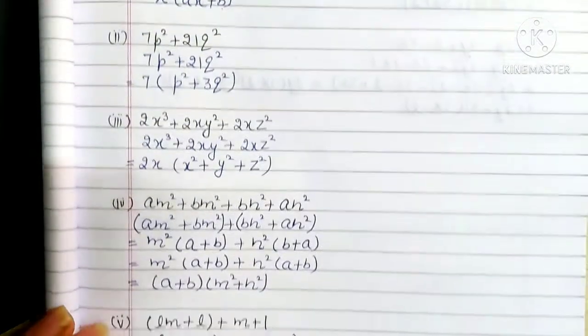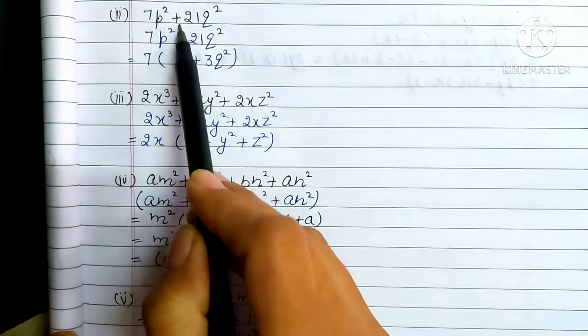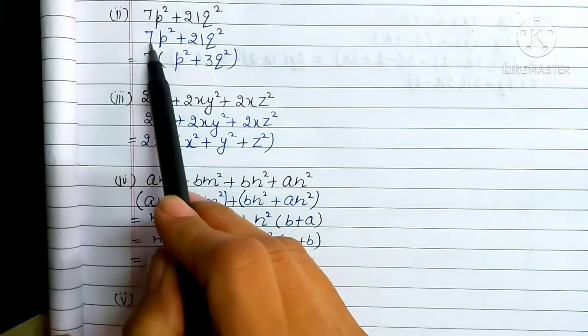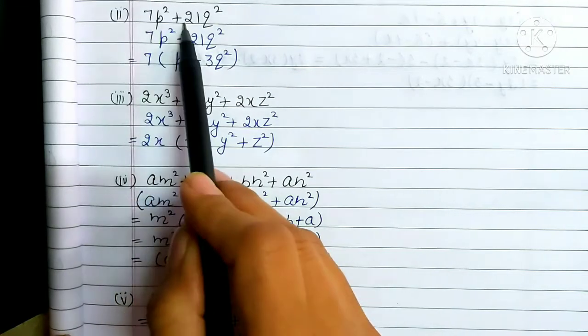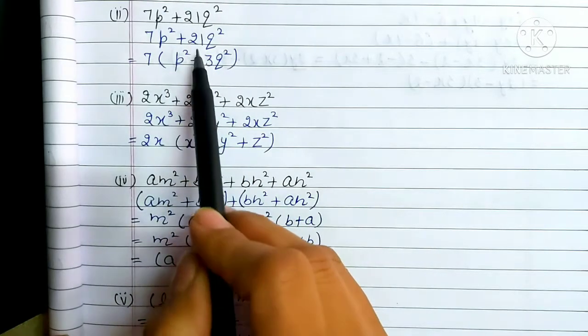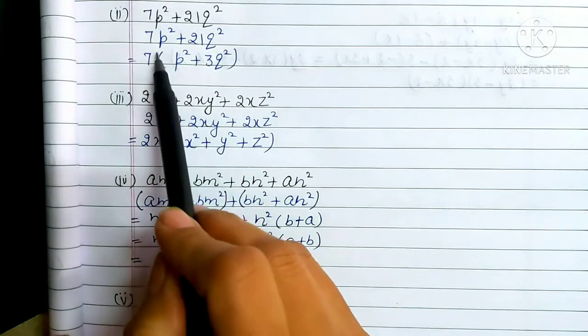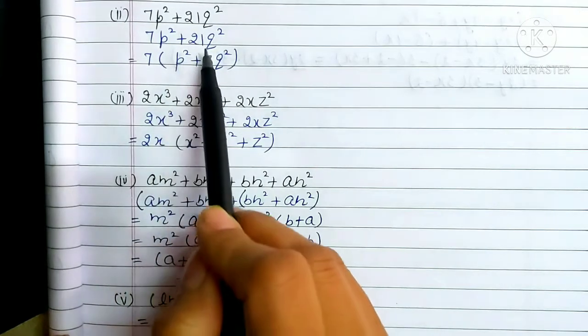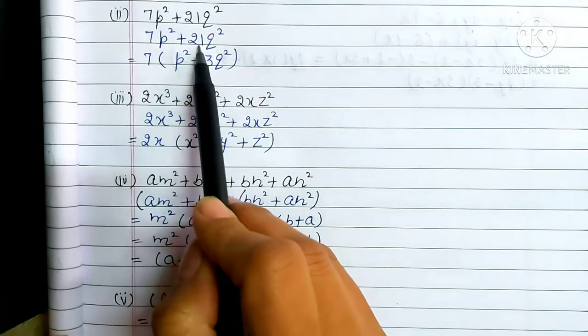Second part, it is 7p square plus 21q square. So what can I take common? I can observe 7 is the common factor, as 21 we can write as 7 into 3. So what I can write, if I take 7 common, then only p square will be left here. And from 21, I can write 7 into 3.